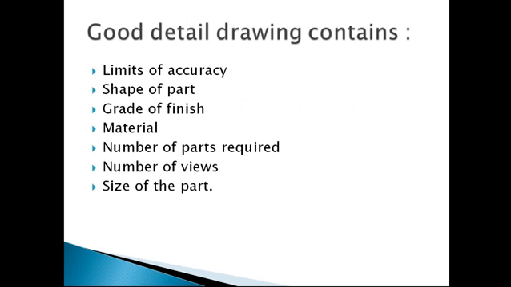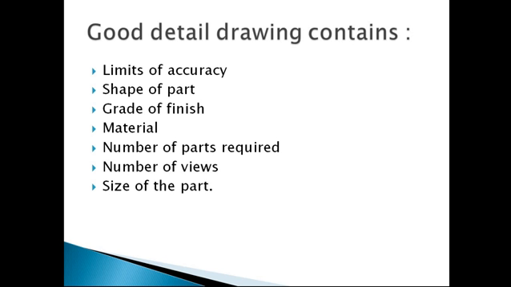Now friends, what does a good detailed drawing contain? How many things are required to include in a good detailed drawing? That is important. As a designer, what do we need to keep on a drawing? First, the limits of accuracy. What kind of accuracy is desired? Whether 10 micron, 20 micron, or 100 micron. On the basis of that accuracy we are going to select the machines.